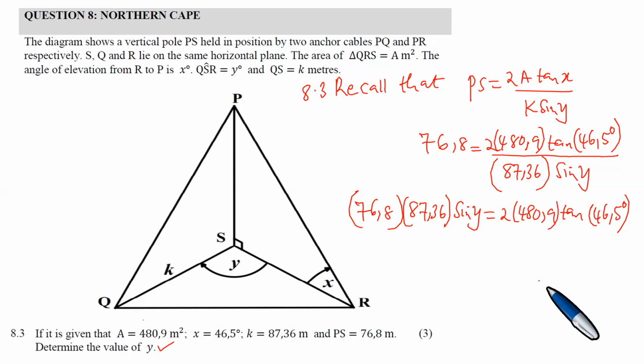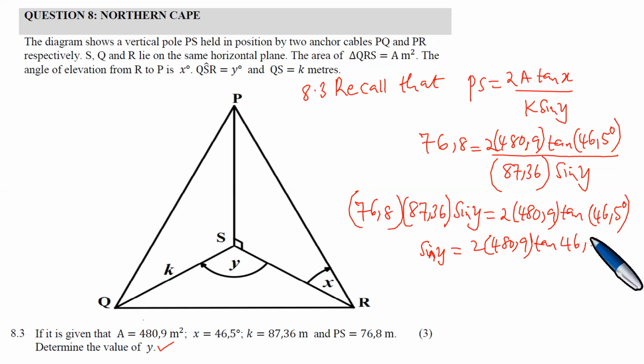To get the answer, we must move these two to the other side by division. So we say we shall have the trigonometric sine of y equals 2 into 480.9 times the tangent of 46.5 degrees, divided by these two here, 76.8, and furthermore multiplied by 87.36. Okay, we get this.